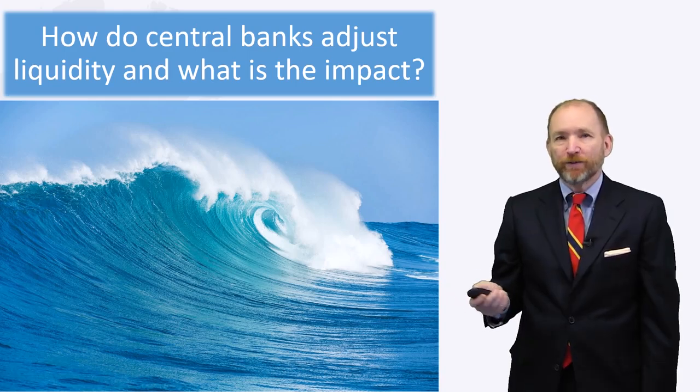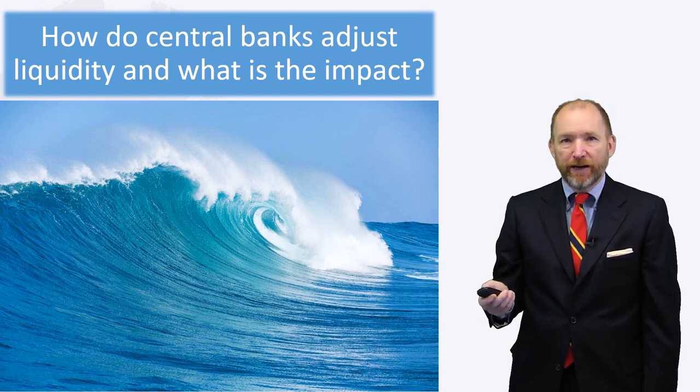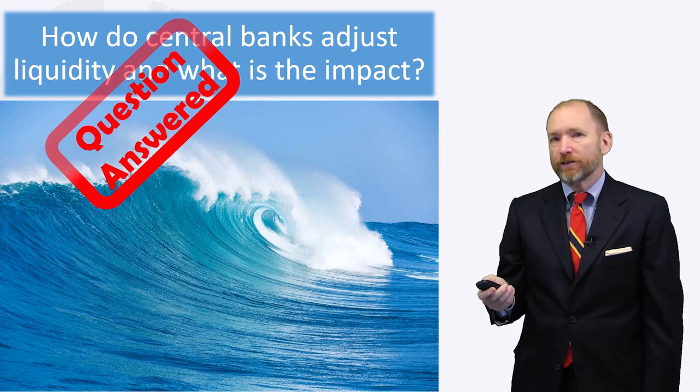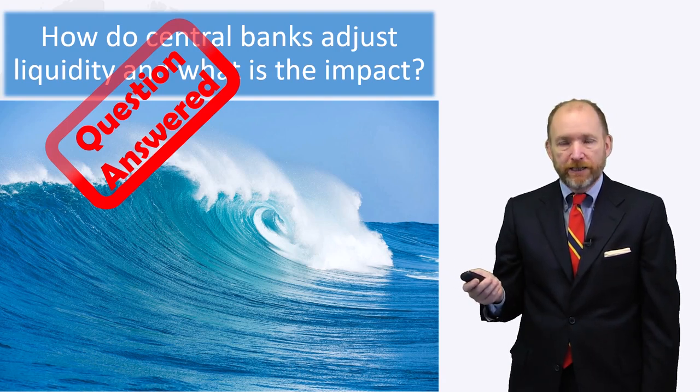As we wrap up, let's conclude by summarizing the key questions. How do central banks adjust liquidity, and what is the impact? The central bank can manage the liquidity available for interbank transactions through open market operations. An open market purchase increases liquidity and pushes down interest rates. An open market sale drains liquidity and puts upward pressure on interest rates. OMOs are implemented through outright operations or through temporary repurchase agreements.